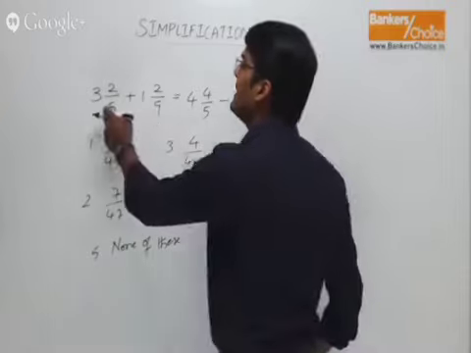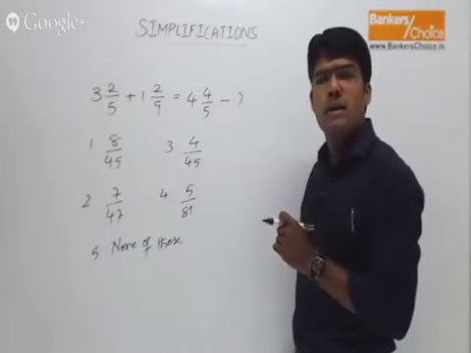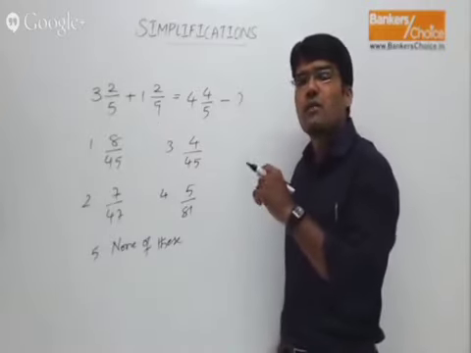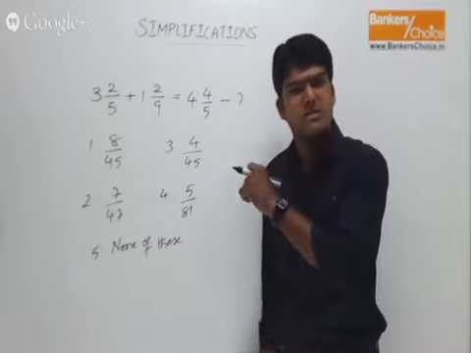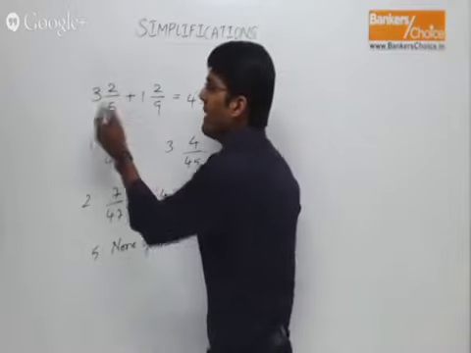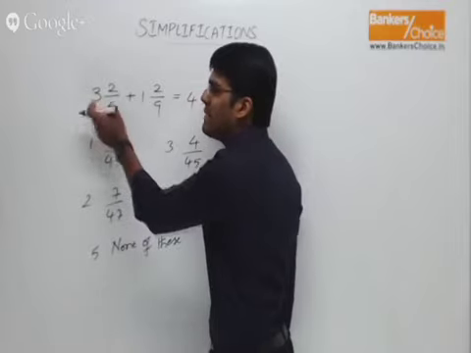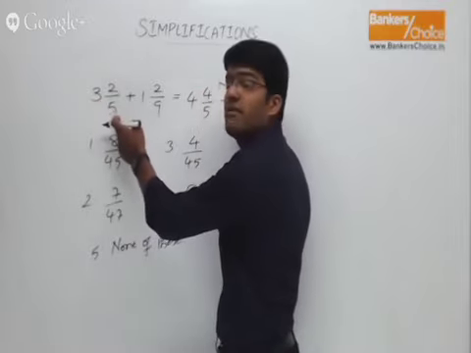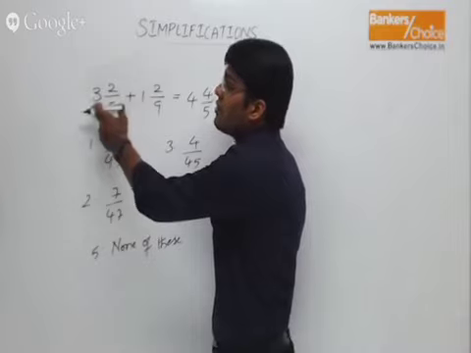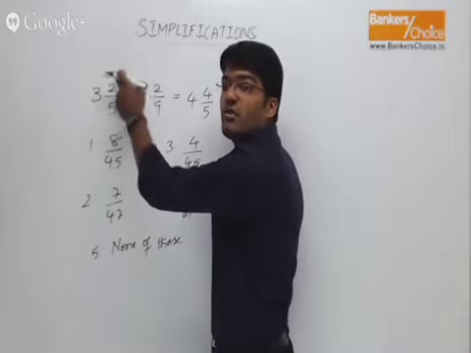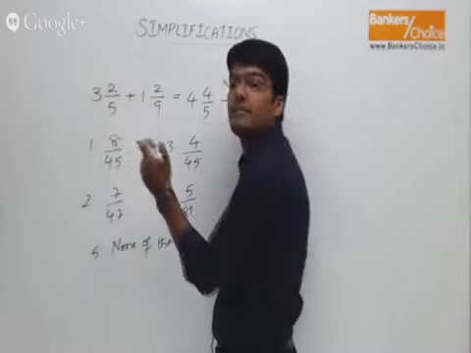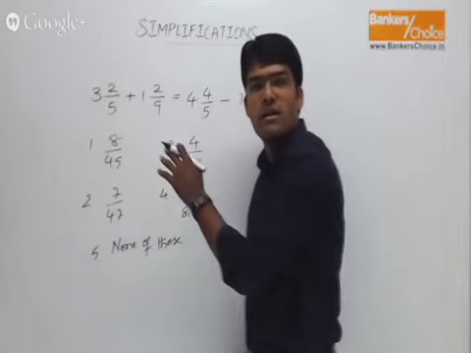Right? For example, 3 2 by 5. What is 3 2 by 5? How do you convert a mixed fraction into an improper fraction? What do you do? Multiply 3 with 5. Multiply the integer part with the denominator. So 3 into 5, 15. 15 should be added to the numerator. 15 plus 2, 17. So 17 by 5. Right? That's the idea. I'm sure all of you are aware of that.